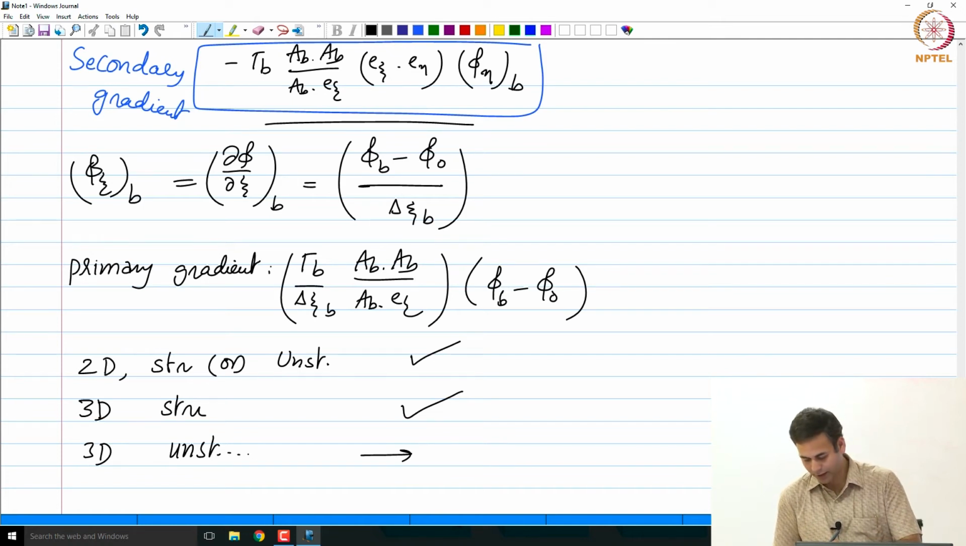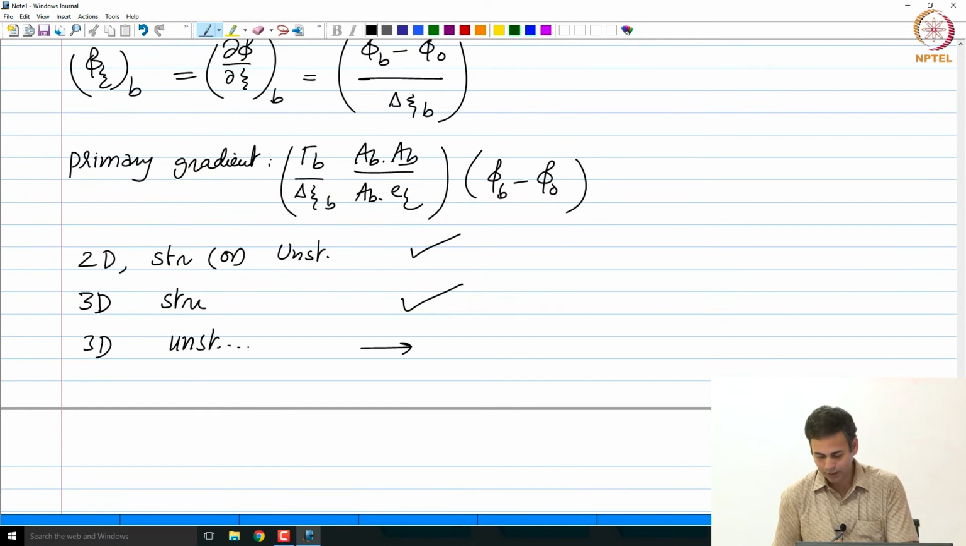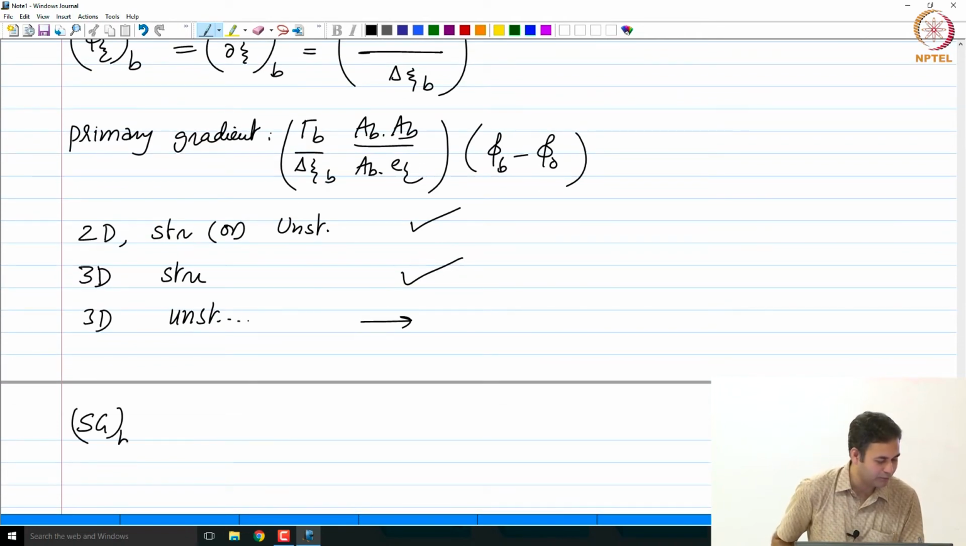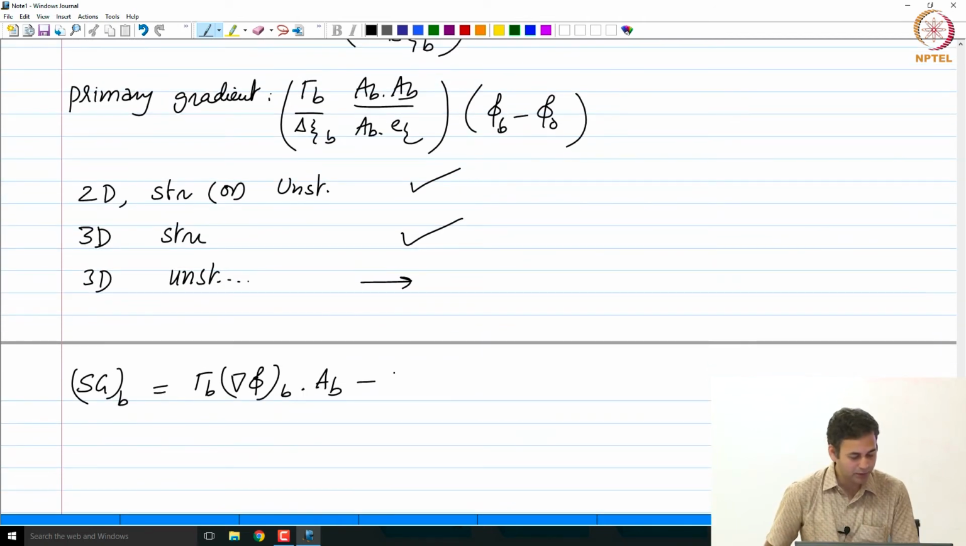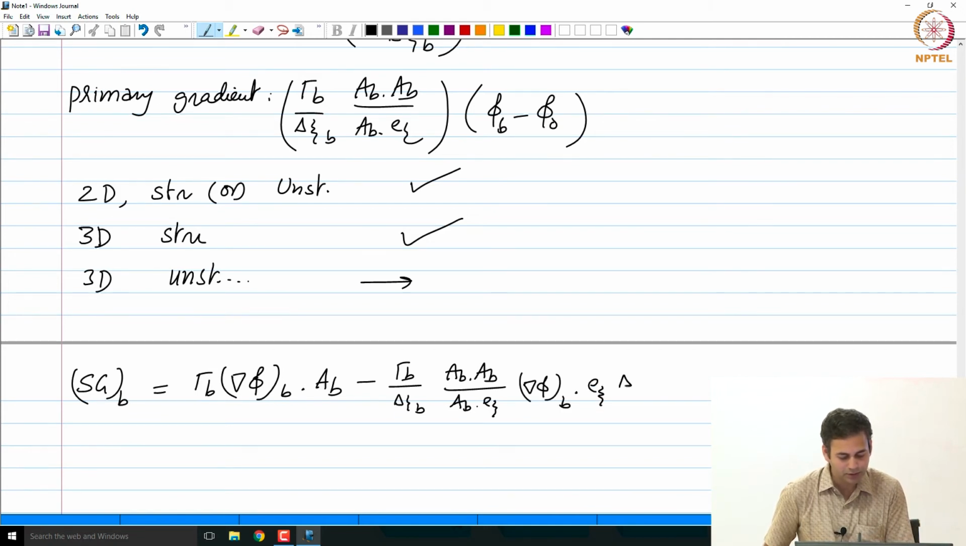Now, that means I can rewrite the secondary gradient as what? If I were to write this as G of B, this can be written as the total transport of phi through the boundary face, which is Gamma B grad phi B dot A B, minus the one going through the primary direction, that will be Gamma B upon delta xi B, A B dot A B upon A B dot E xi, grad phi B dot E xi times delta xi B. We can again calculate it this way.